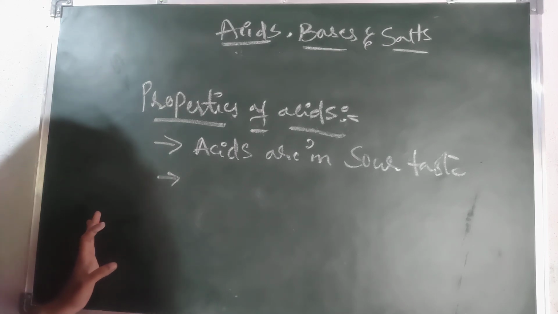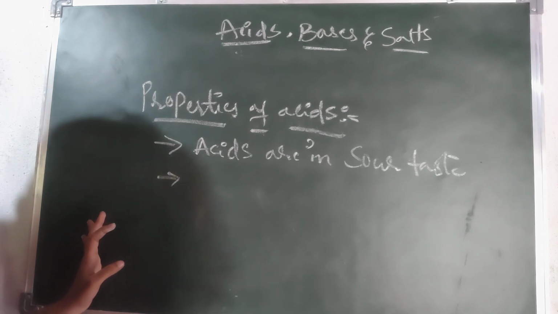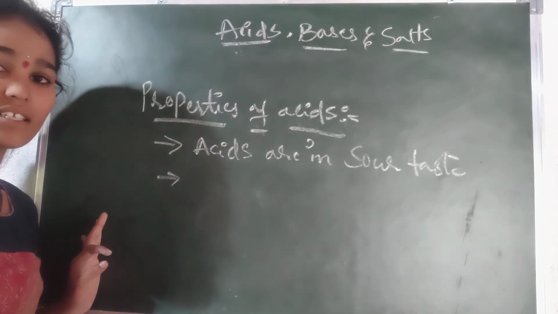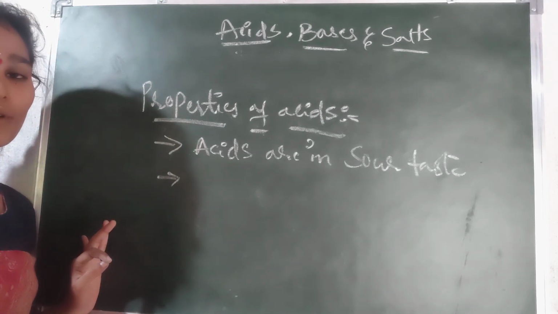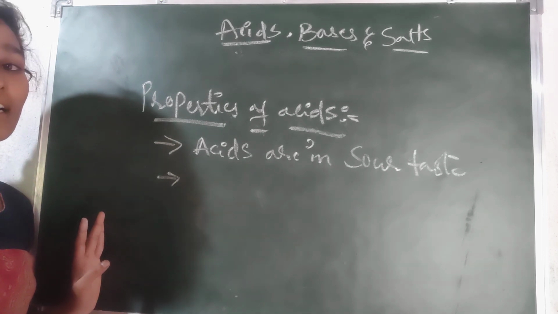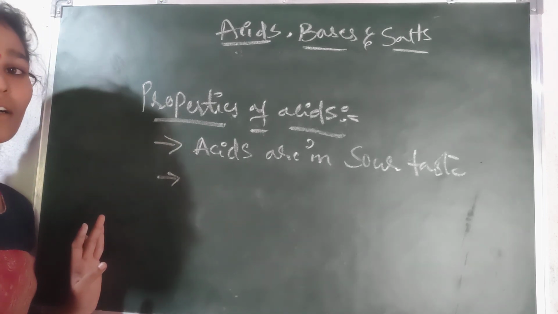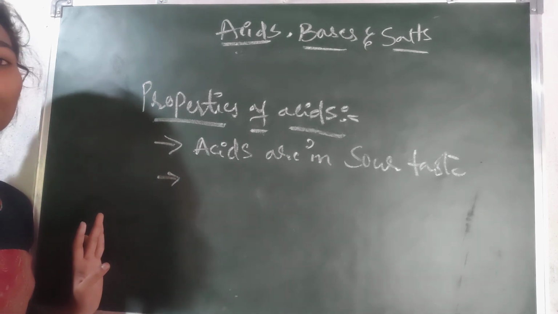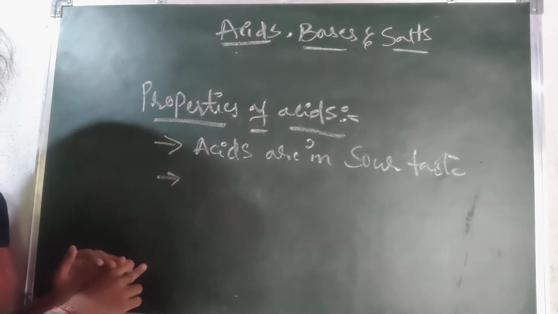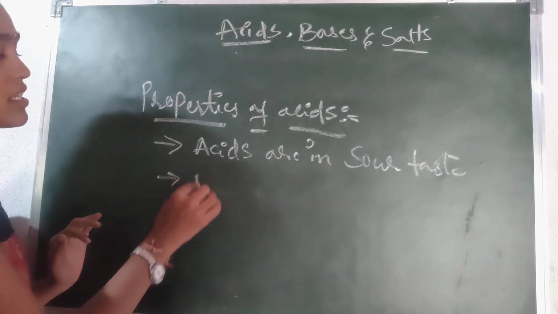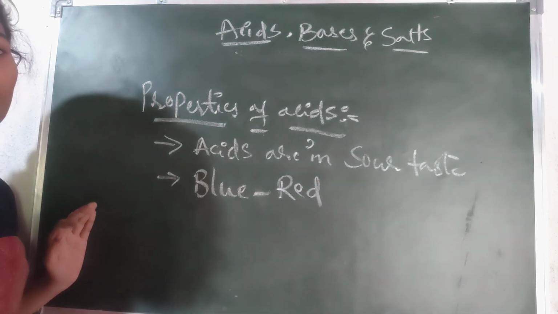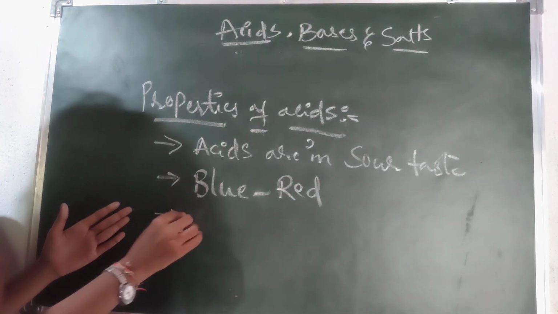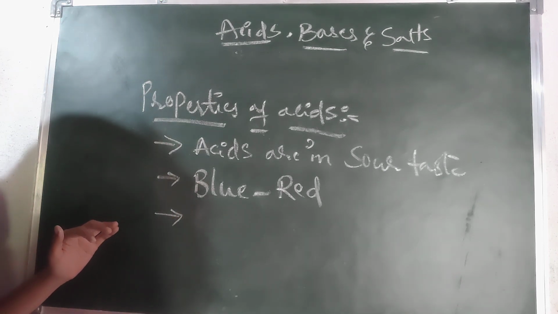We identify acids with indicators. Indicators are of different types: natural indicators and artificial indicators. Here we will identify acids with indicators, like blue litmus, which turns to red litmus. That indicates an acid. Blue to red indicates that it is an acid. With this identification we can say that it is an acid.